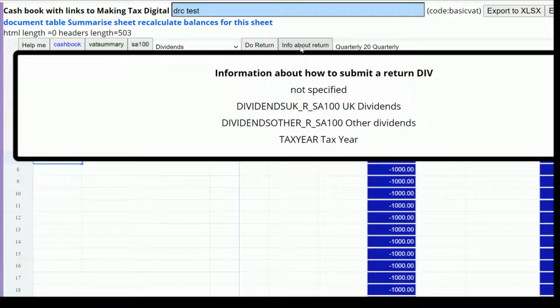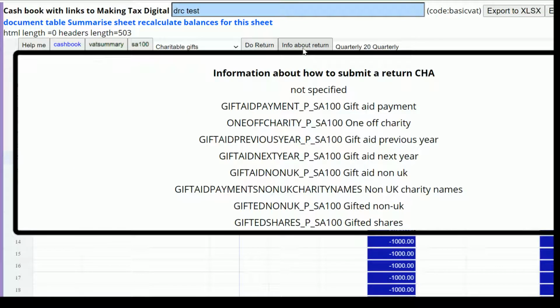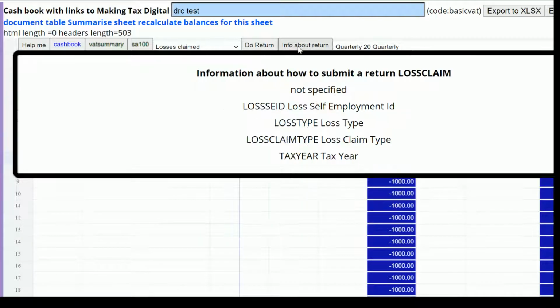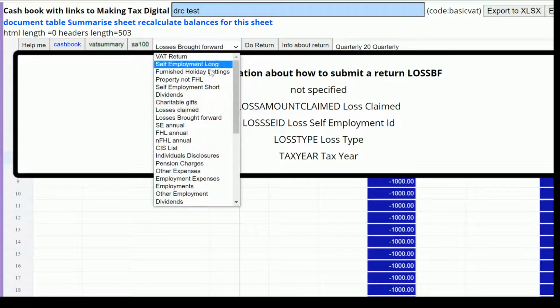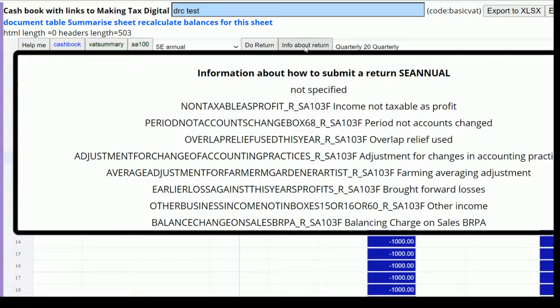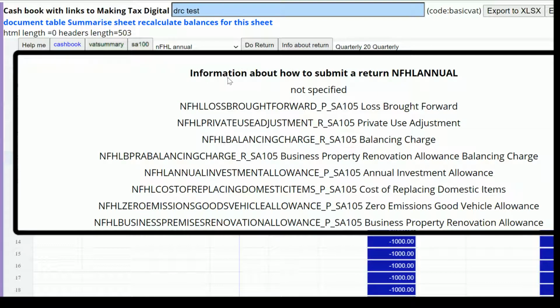Dividends, unsurprisingly, you have dividends that you need to submit. Then charitable gifts: if you're claiming back tax because you paid money to charity, that has a submission. If there are losses claimed or losses brought forward, there's a submission for that. If you're self-employed, there's an annual submission which has things like AIA in it and various other things. If you're a farmer, potentially a farming averaging adjustment. Similarly, for furnished holiday lettings, there's an annual return. For non-furnished holiday lettings, there's an annual return.